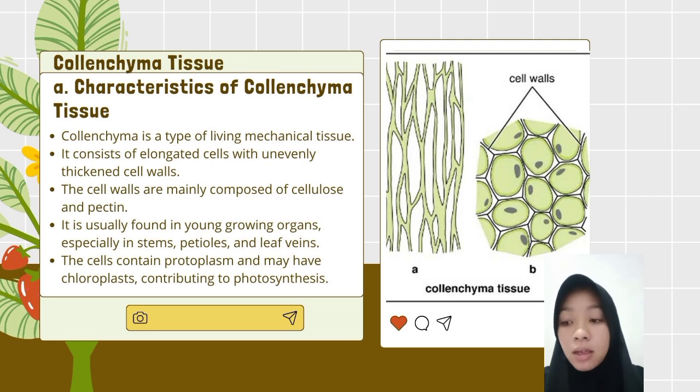Collenchyma tissue. Characteristics of collenchyma tissue. Collenchyma is a type of living mechanical tissue. It consists of elongated cells with unevenly thick cell walls. The cell walls are mainly composed of cellulose and pectin. It is usually found in young growing organs, especially in stems, petioles, and leaf veins. The cell contains protoplasm and may have chloroplasts, contributing to photosynthesis.